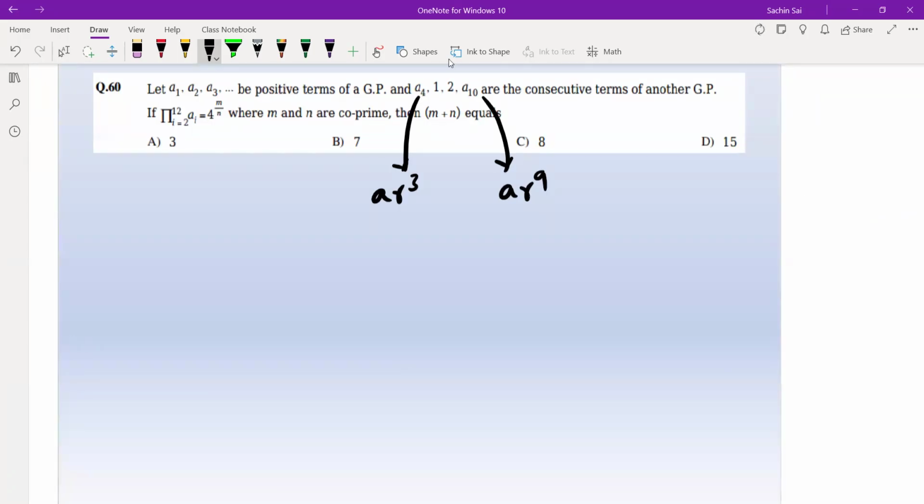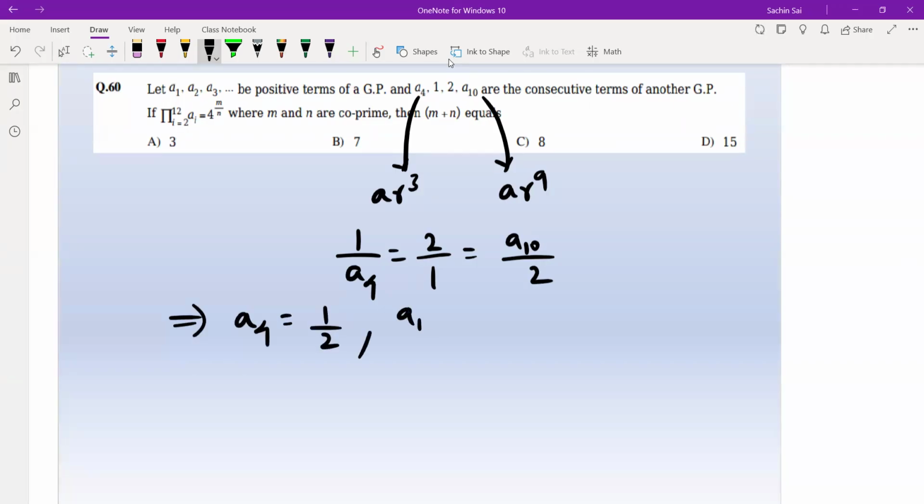Now here these three are consecutive terms of another GP, which means I can write 1 by A4 equals 2 by 1 equals A10 by 2. Because in a GP, the ratio of T2 by T1, T3 by T2, T4 by T3, and so on should be the same, right? So from here, I will get A4 is 1 by 2 and A10 is 4, right? So AR power 9 is 4 and AR cube is 1 by 2.